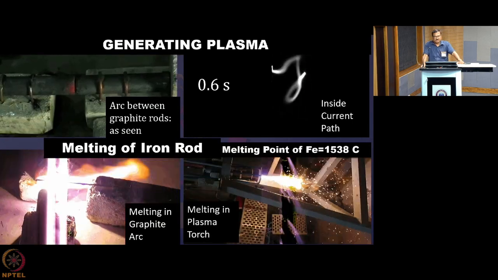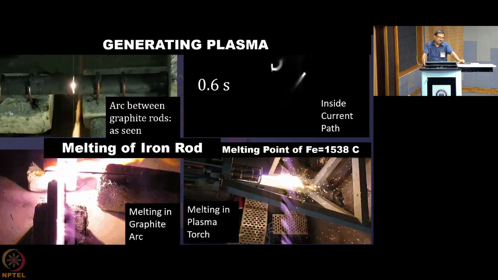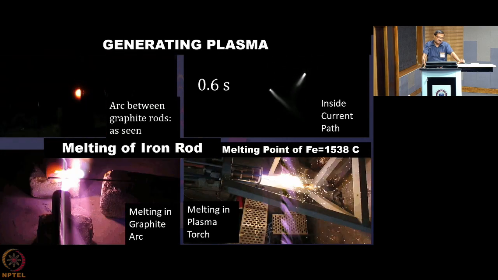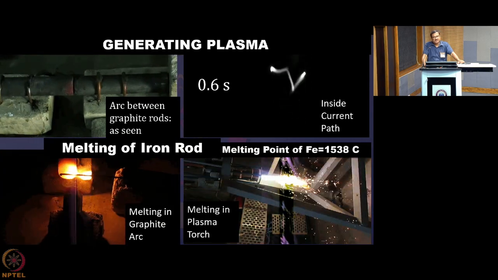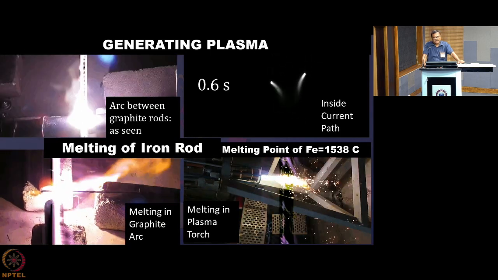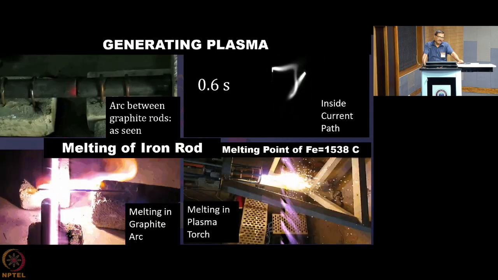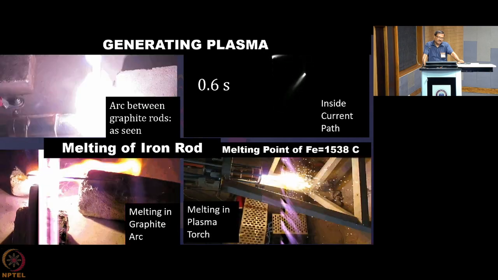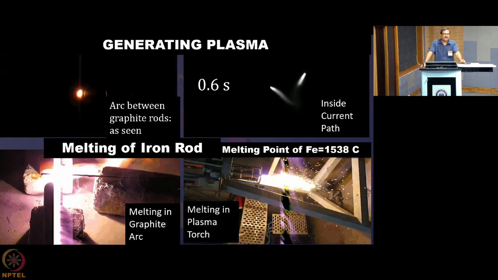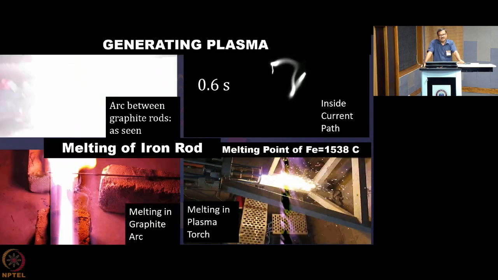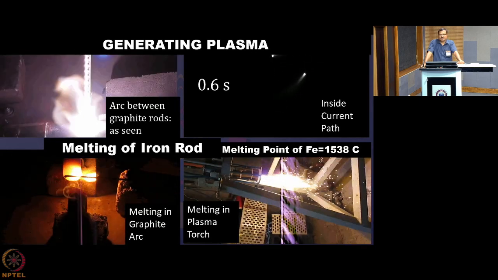In the upper left corner, if you see carefully, there are two graphite rods and a small gap in between. Here they have been connected to a very high voltage and they are momentarily touched and then dragged out. When they are dragged out after touching, the separation that we are maintaining is not big, it is small only.